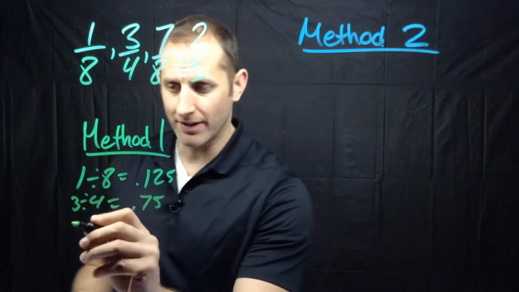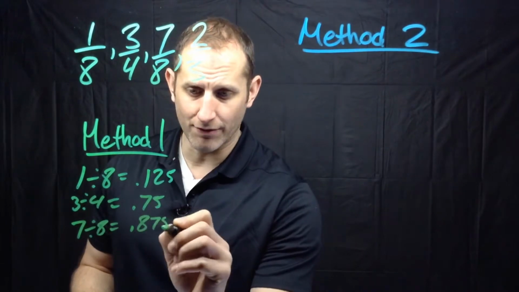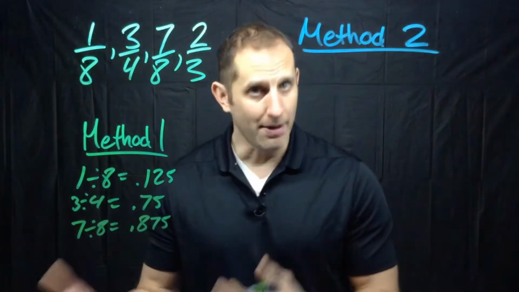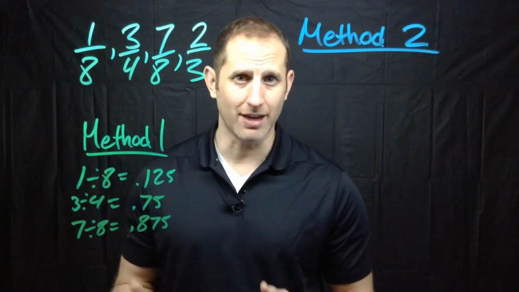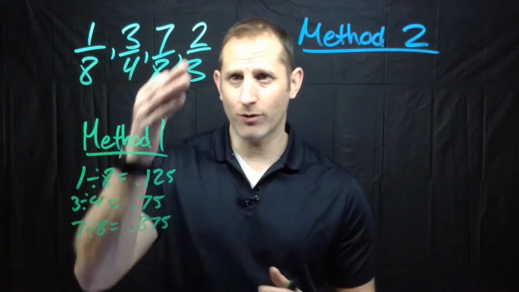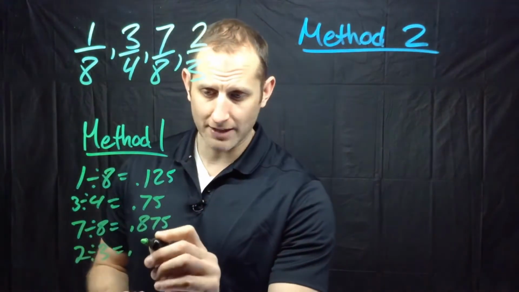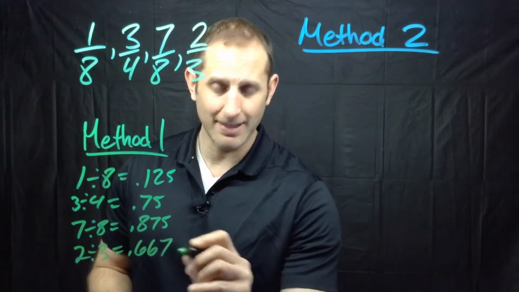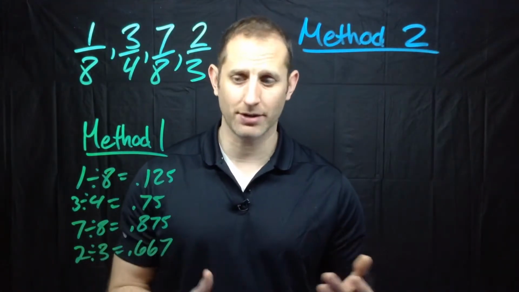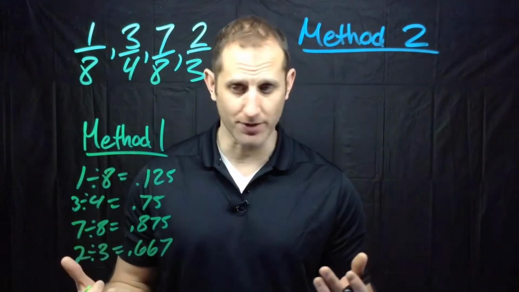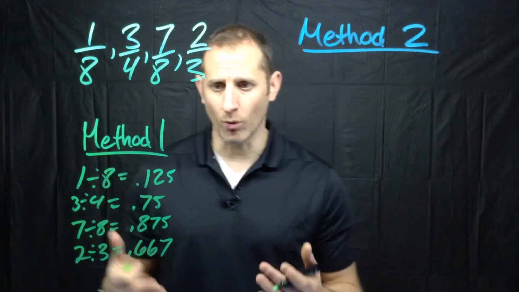If you take 7 divided by 8, you're going to get decimal 0.875, which again, multiplied by 100 is 87.5%. And then if we looked at 2/3, we're going to get decimal 0.667, multiplied by 100, 66.7%.